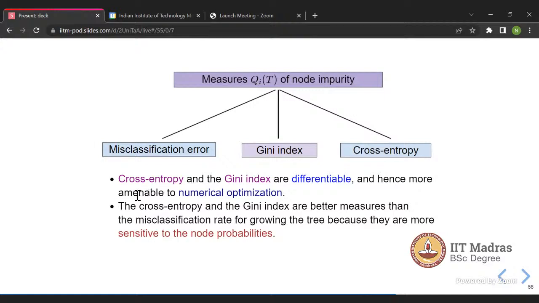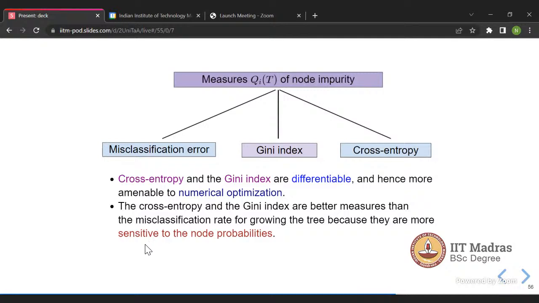So these are two points about these measures. Cross entropy and Gini index are differentiable, but the misclassification error is obviously not differentiable. So these are the ones mostly used in numerical optimizations. And again, cross entropy and Gini index are better measures because they are sensitive to node probabilities.